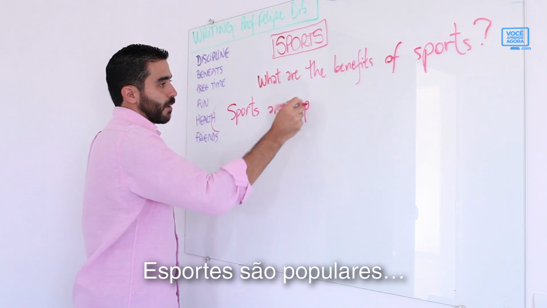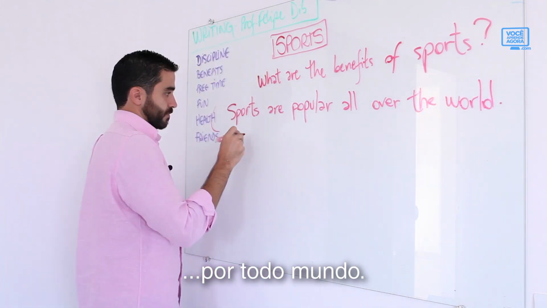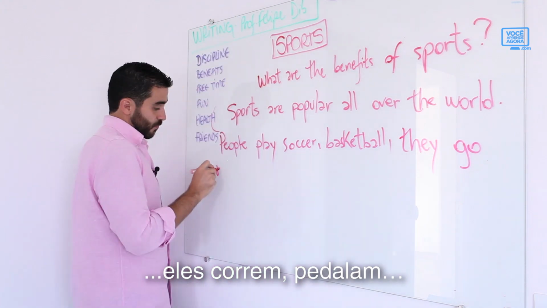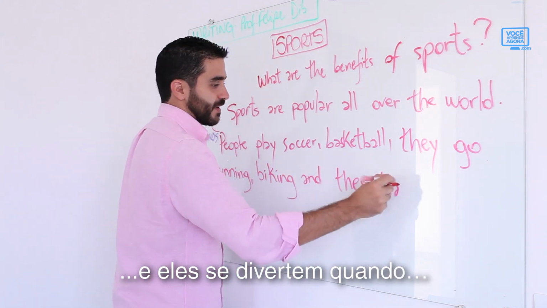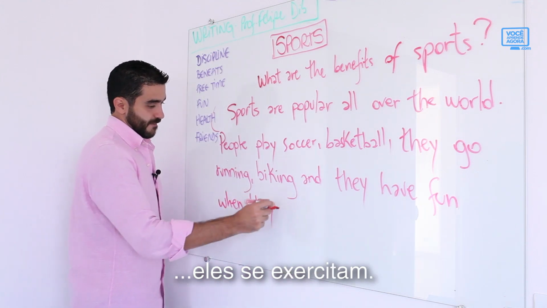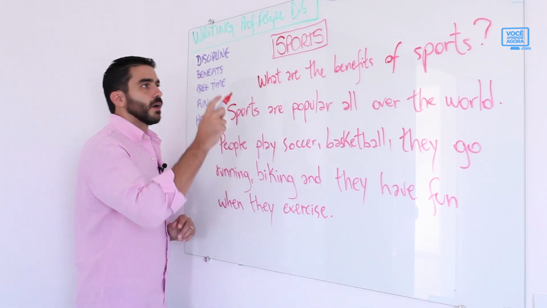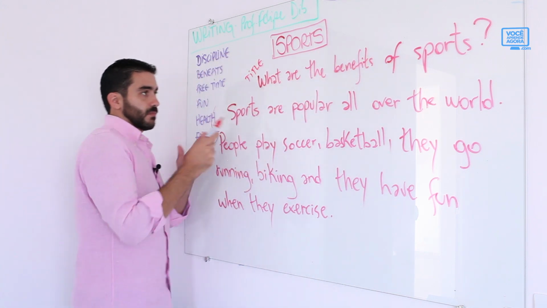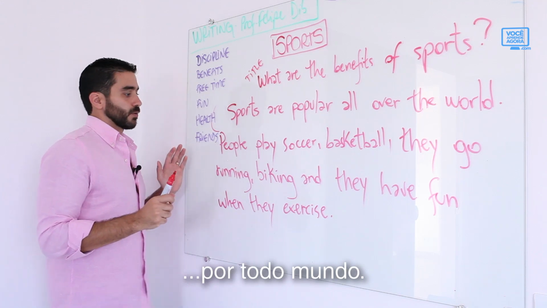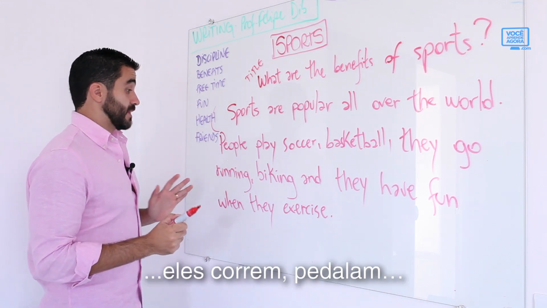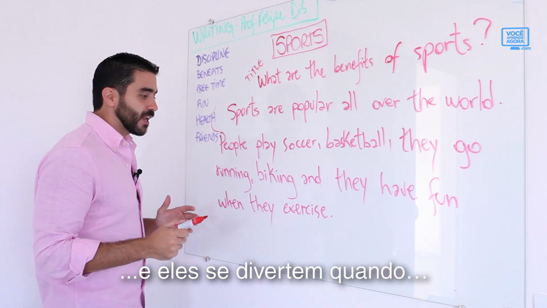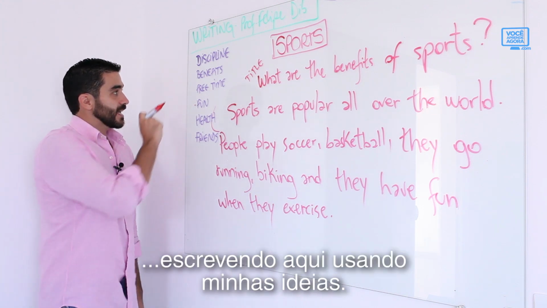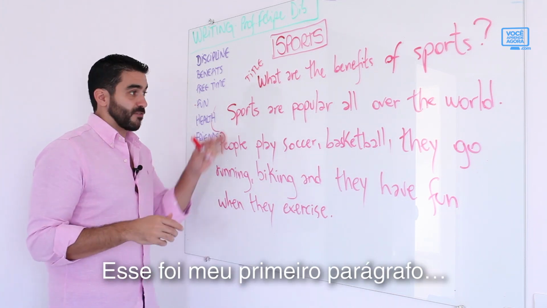Sports are popular all over the world. People play soccer, basketball, they go running, biking, and they have fun when they exercise. This is my intro. The title: What are the benefits of sports? Intro: Sports are popular all over the world. People play soccer, basketball, they go running, biking, and they have fun when they exercise. So, I am writing here using my ideas. This was my first paragraph, my intro.